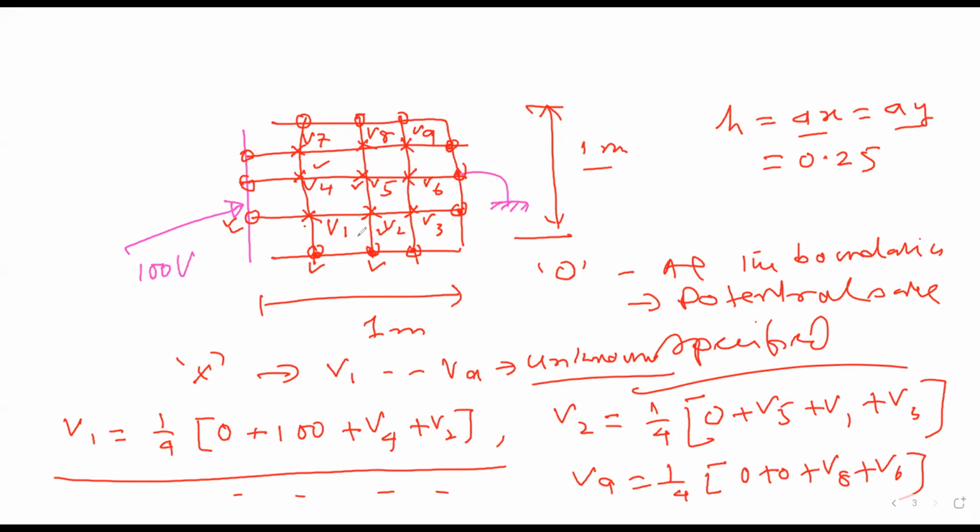We have nine unknowns, V1 to V9, yes. Then you can solve them to solve for your unknowns. That's it. So what can you do after writing this equation into this form?